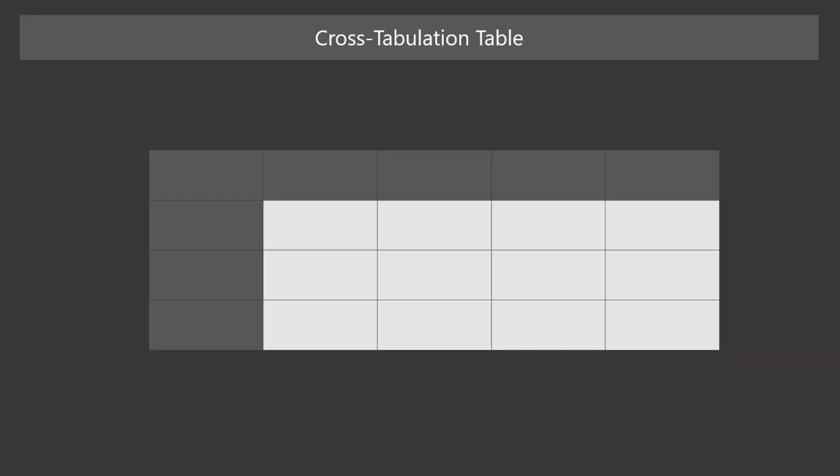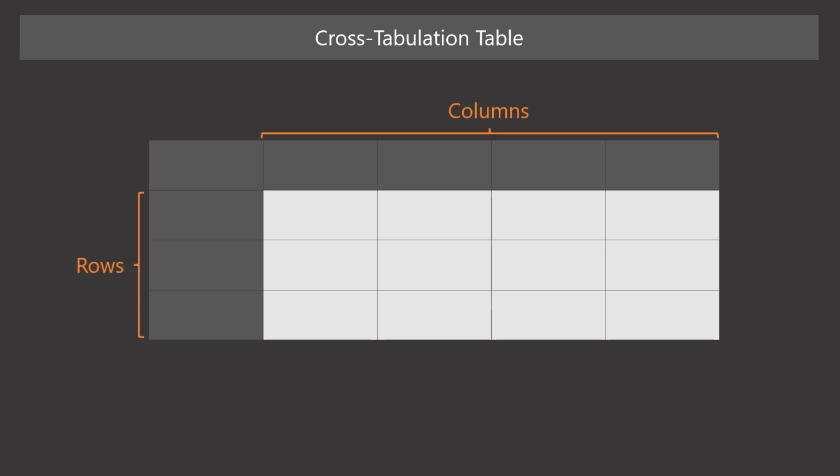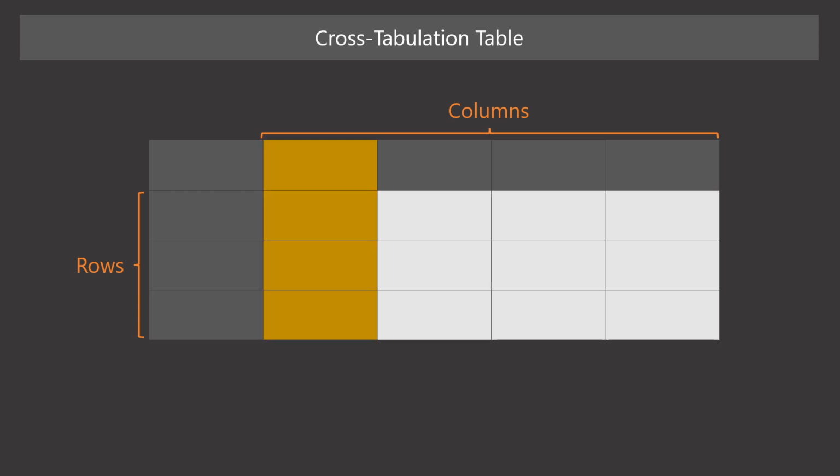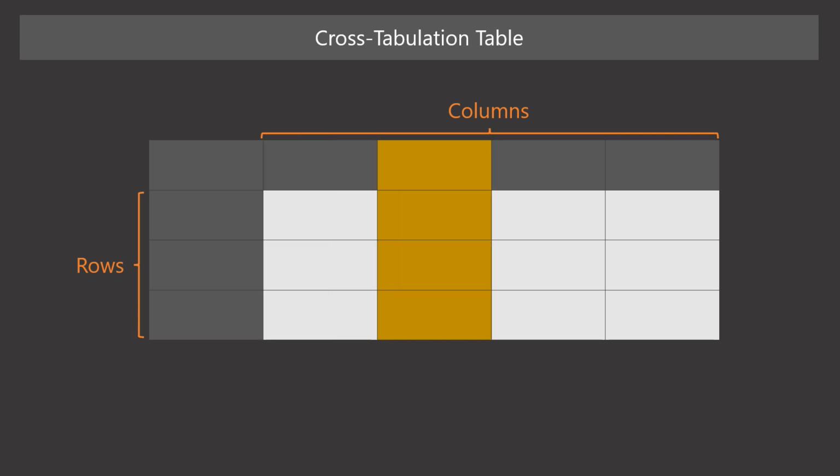A cross-tabulation, also called a crosstab for short, displays the relationship between two or more variables. A horizontal series of cells are called rows, and a vertical series of cells are called columns. So, this is the first row, and this is the second row, and so on. And this is the first column, and this is the second column, and so on.